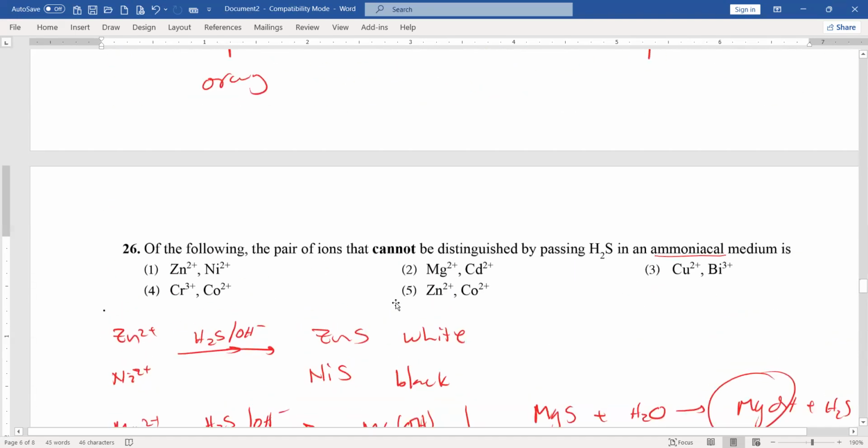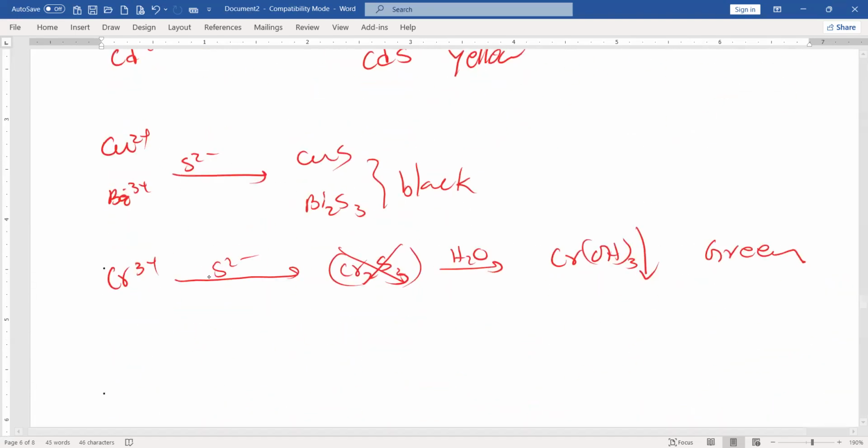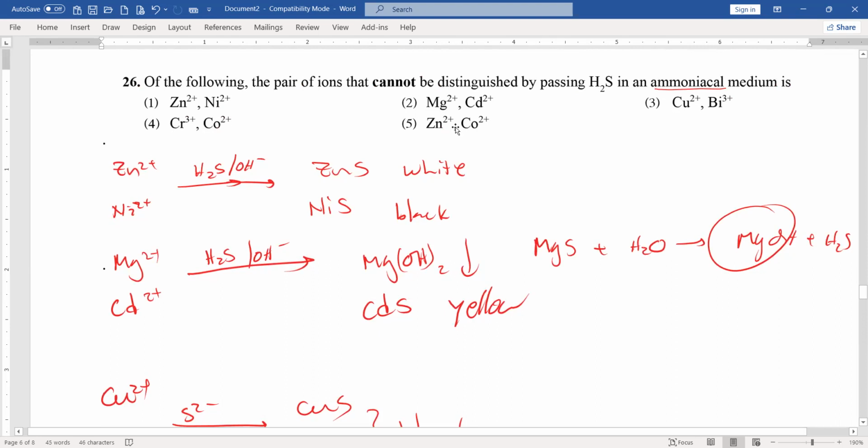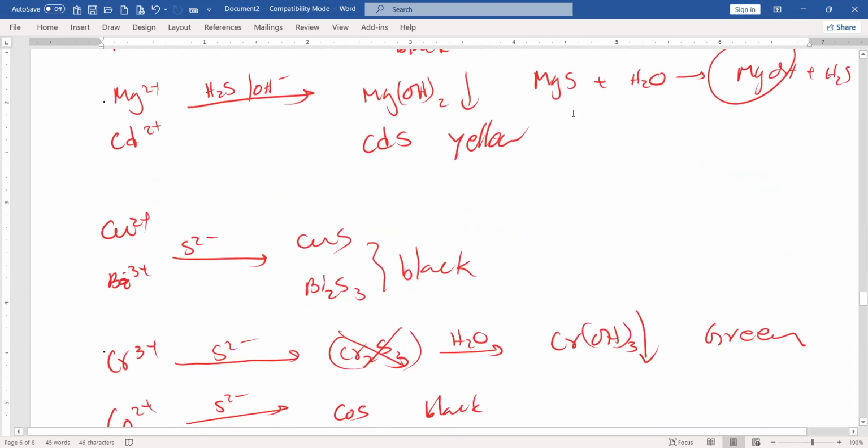Next one is cobalt. Cobalt 2+, when we add S2-, it will give us black. However, it can be distinguished. Zinc and cobalt, again zinc white, cobalt black, so can be distinguished, but this cannot be. Copper and bismuth cannot be distinguished because both of them will give the same black color.